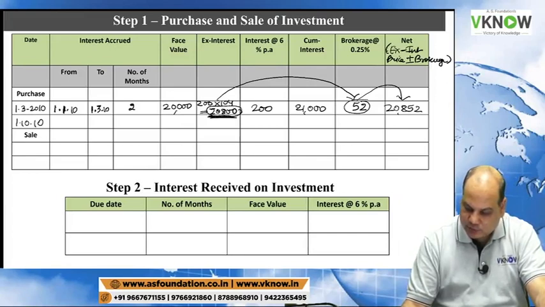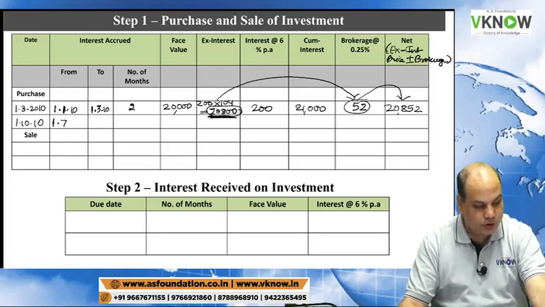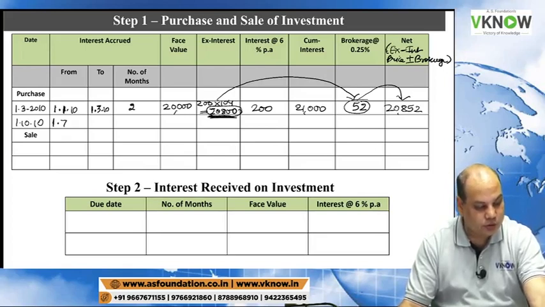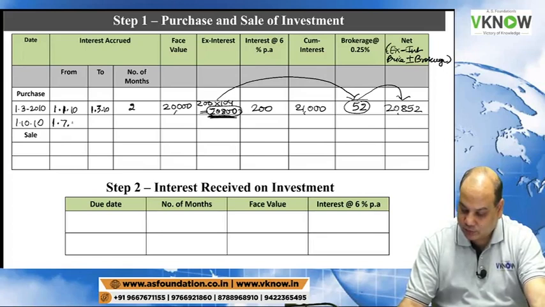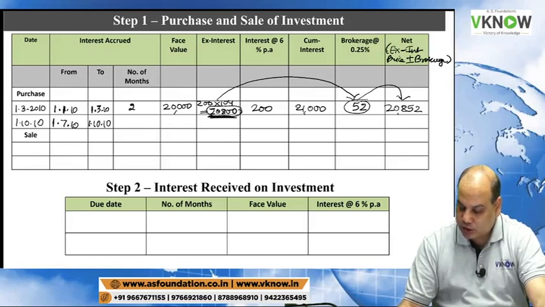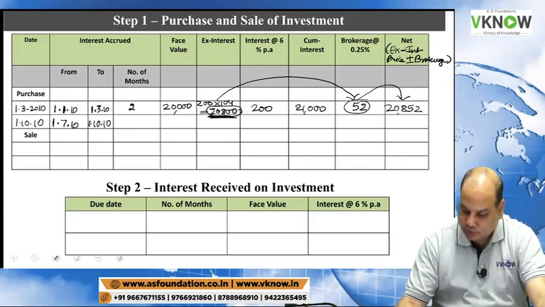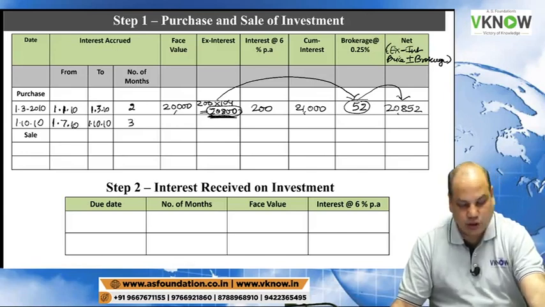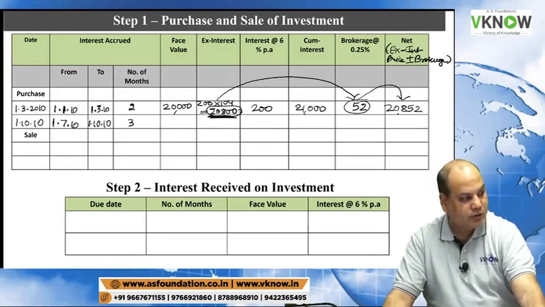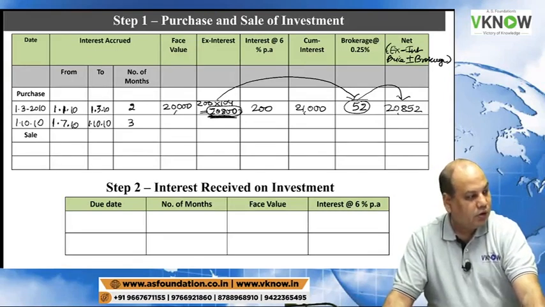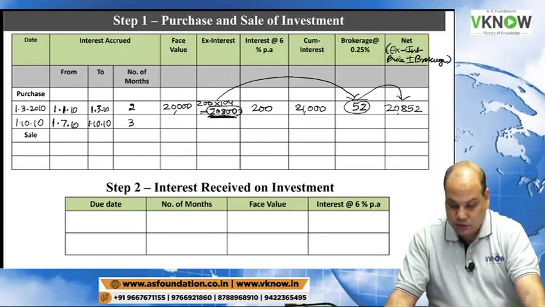One more purchase was on 1/10/10. Interest will accrue from 1st July 10 to 1st October 10: July, August, September, that is 3 months.